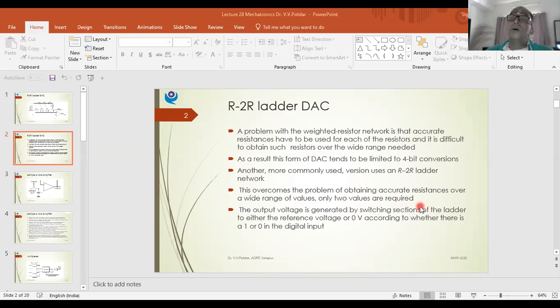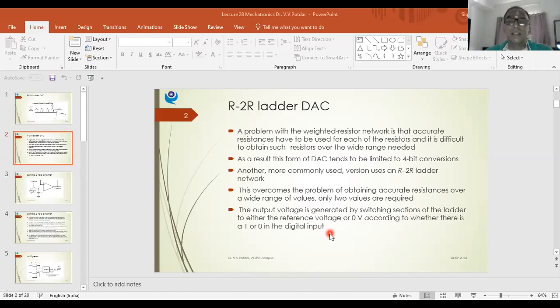I did not decide for the range of values. I did not decide what should be the R value for each digital word, which would be the case for the weighted resistor type. Once I design my circuit for R and 2R values, that should be valid for all the values of my digital word. The output voltage is generated by switching sections of the ladder to either a reference voltage or 0 volt, according to whether there is a 1 or 0 in the digital input.